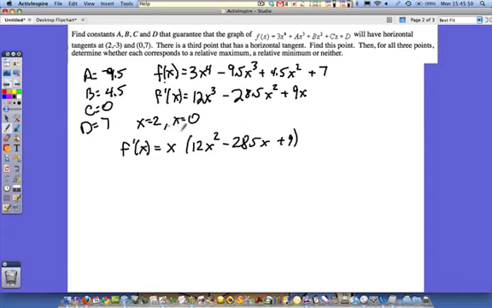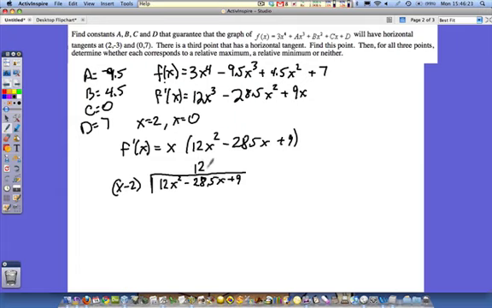I know that 2 is a factor of this, as 0 is a factor of it. I just took care of the 0 factor. What I really need to do now is look at 12x squared minus 28.5x plus 9 and divide this by x minus 2. That's the factor that would give me 2 as a zero. So what I can end up doing here is quite easily figuring out what's left over.